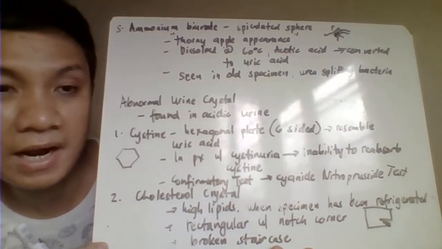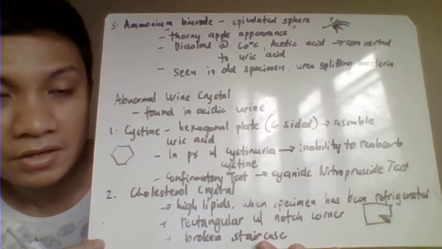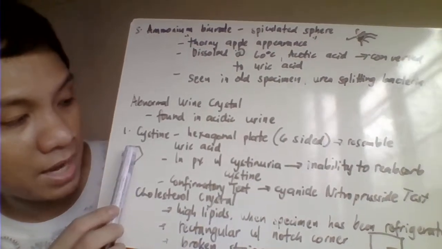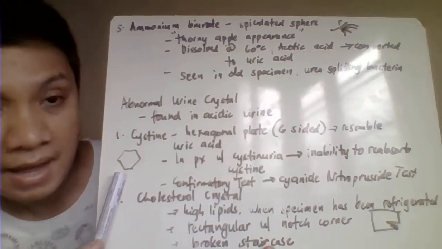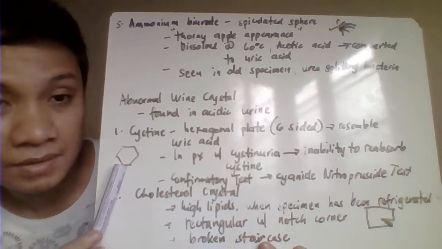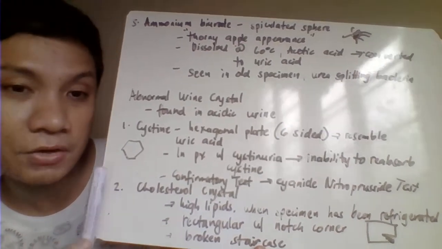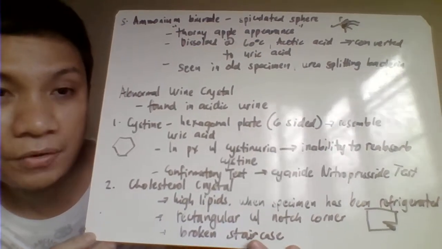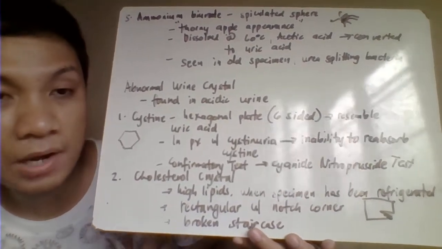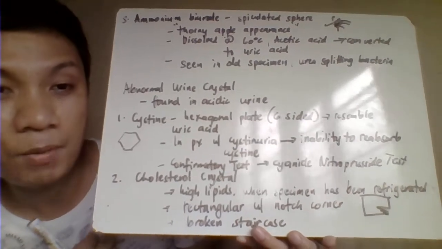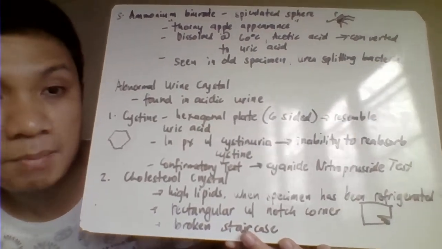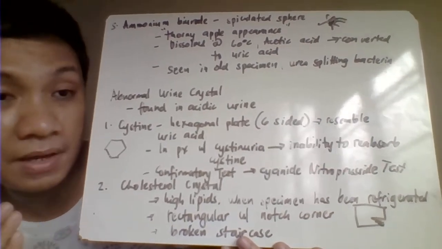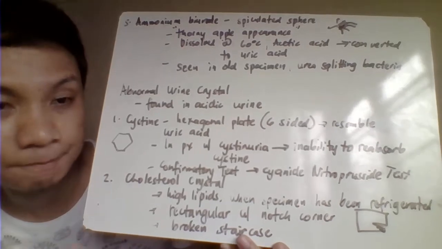Okay, now we go to your abnormal urine crystals. Usually, abnormal urine crystals are found here in the acidic urine. The first one, we have the cystine. Cystine here is your hexagonal plate, six-sided. So, parang siya kaninang uric acid natin. Your uric acid could assume also six-sided. Again, pinagkaiba nilang dalawa, your uric acid is capable of polarization with our polarized light microscopy. Is birefringent, whereas sa ating cystine, usually hindi siya birefringent except yung thick na cystine crystals.